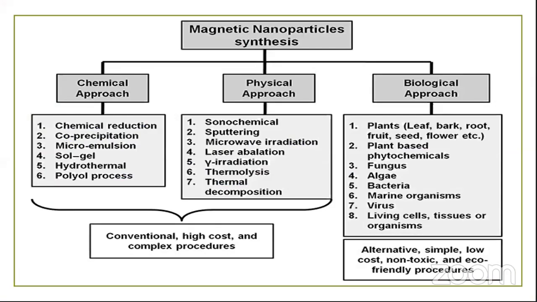Now let us see what types of methods there are for the synthesis of nanomaterials or nanoparticles. Generally, there are three approaches for the synthesis of nanomaterials: chemical methods, physical methods, and biological methods. These are the major classifications of synthetic approaches for nanomaterials. First is the chemical approach. The chemical approach has different types: chemical reduction, co-precipitation, microemulsion, sol gel, hydrothermal, and polyol process.